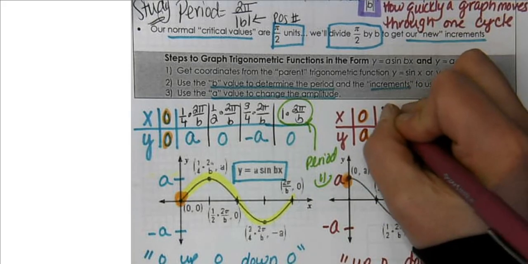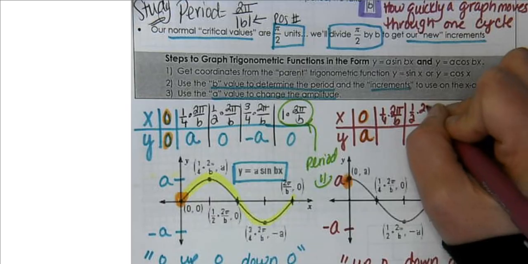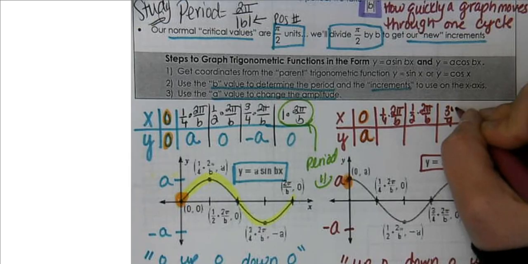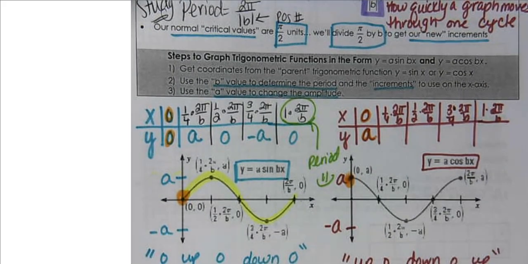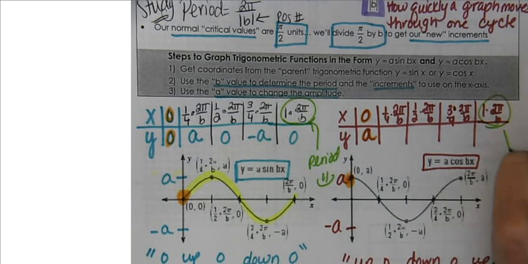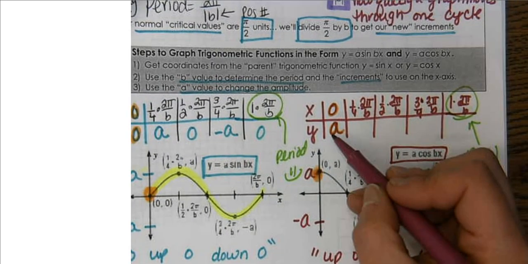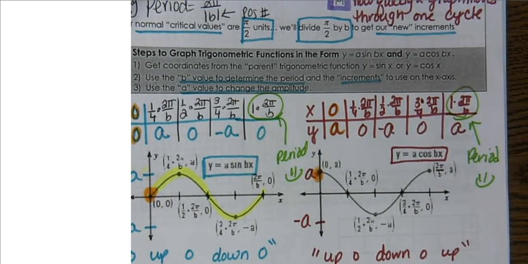So that is 1/4 times 2 pi over b, half of 2 pi over b, 3/4 of 2 pi divided by b, and then 1 times 2 pi divided by b. And once again, that last number needs to be your period. You should see that every single time. Your y values are up, 0, down to negative a, 0, and then back up to a. And that's what we're going to see every single time. So let's go ahead and actually hop into the graphs.